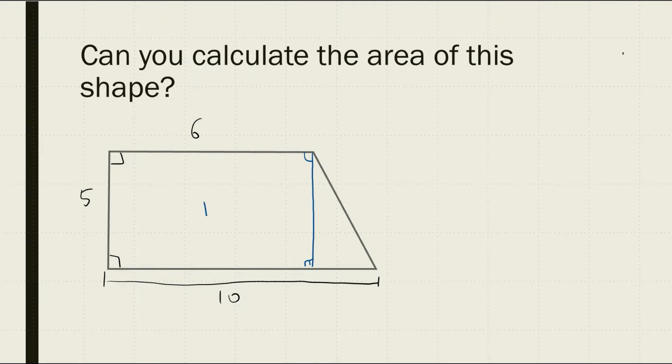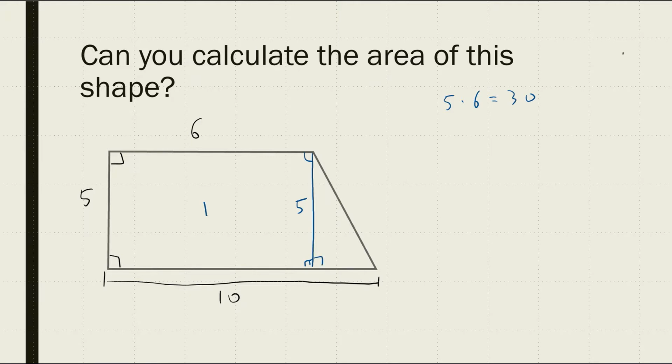The area of the rectangle, shape 1, is going to be 5 times 6, and that gives you 30 units squared. And since we know that this distance right here is 5, that also means that this distance is 5. So I'm going to write a 5 right here, and we have to figure out the area of this triangle. How are we going to do that?